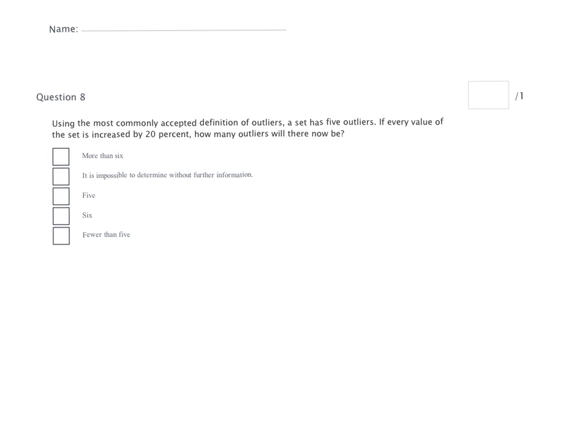Using the most commonly accepted definition of outliers, a set has 5 outliers. If every value of the set is increased by 20%, how many outliers will there be now? There will still be 5, because outliers are outliers and they're always going to be there.